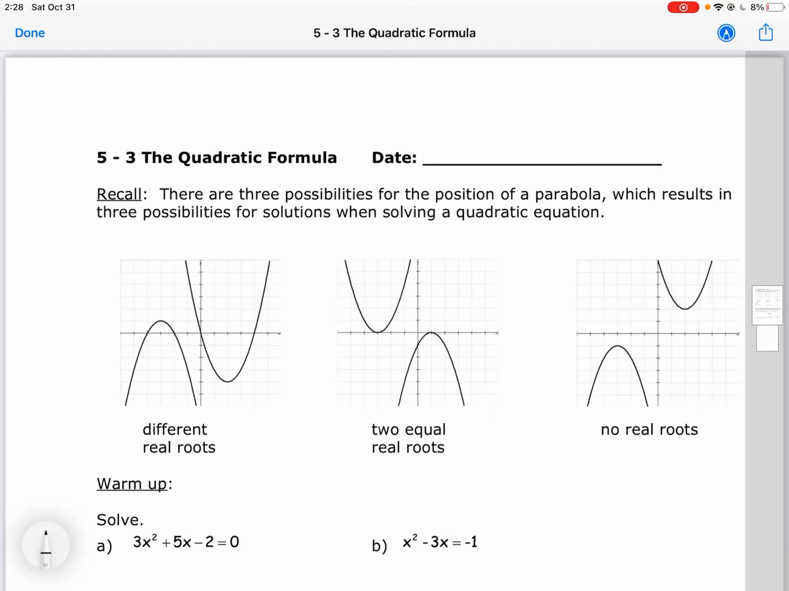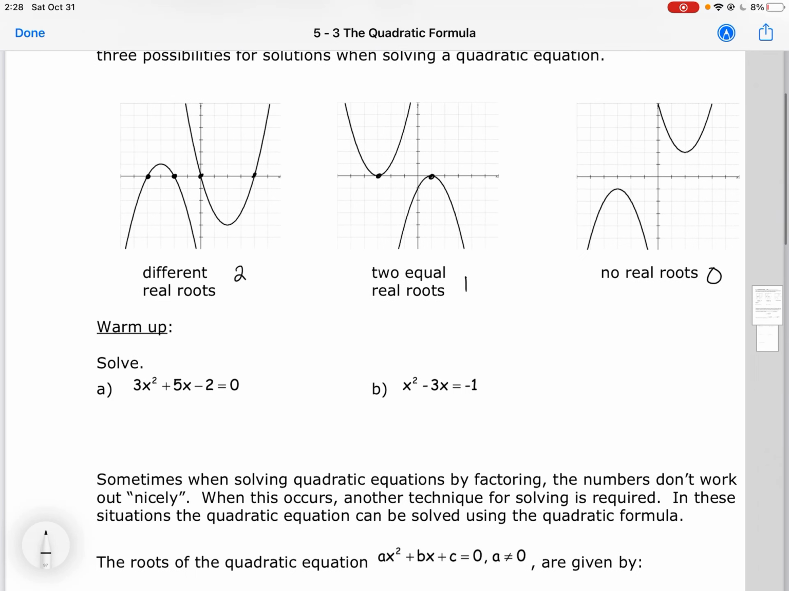This video goes over the third method of solving, which is when you can't factor a quadratic equation. If you remember, we've got three possibilities for solution: two solutions, one solution, or zero solutions. Just as a warm-up, we're going to solve this.